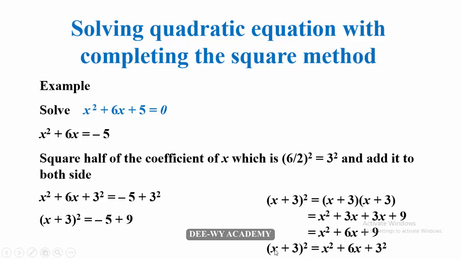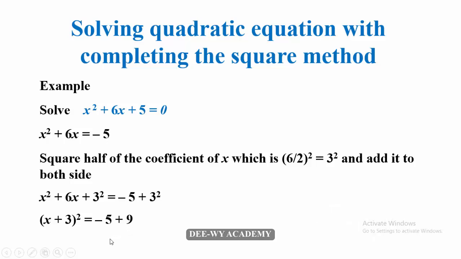You can see that our x plus 3 all square is equal to x squared plus 6x plus 3 raised to the power 2. If we solve this side, which is minus 5 plus 9, will give us 4. Minus 5 plus 9 gives 4. At this point, we take the square root of both sides.